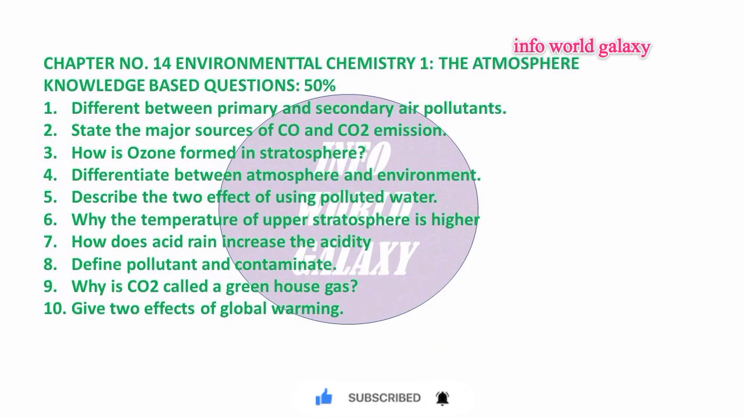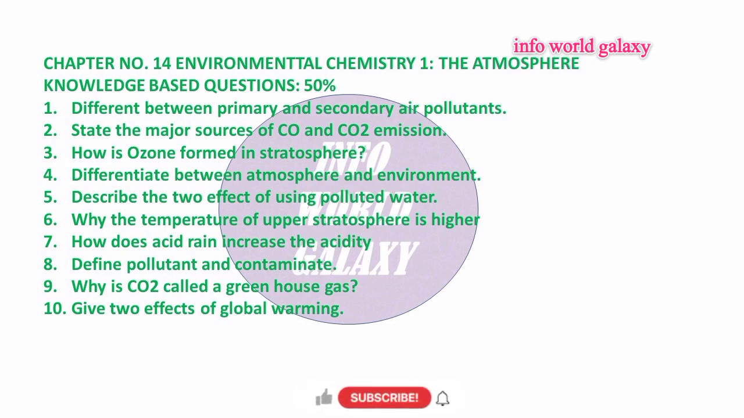Chapter 14, Environmental Chemistry I, The Atmosphere. Question 1. Difference between primary and secondary air pollutants. 2. State the major sources of CO and carbon dioxide emission. 3. How is ozone formed in the stratosphere? 4. Differentiate between atmosphere and environment. 5. Describe two effects of using polluted water. 6. Why is the temperature of the upper stratosphere higher?